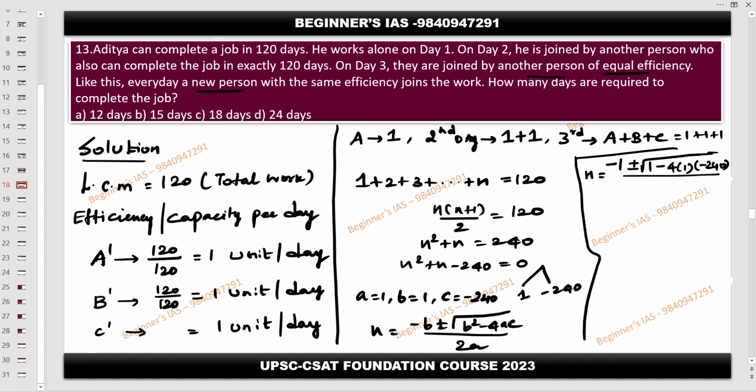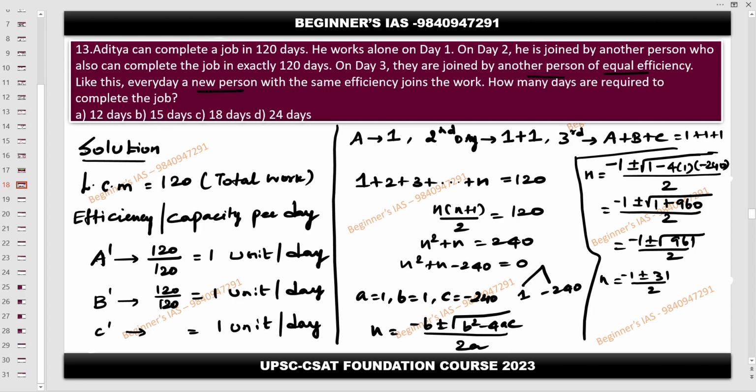So 2a is nothing but 2. So here, minus 1 plus or minus root of 1 minus into minus will become plus. 24 into 4 are 96, therefore 961 by 2. So minus 1 plus or minus root of 961 by 2. The square root of 961 is nothing but 31.